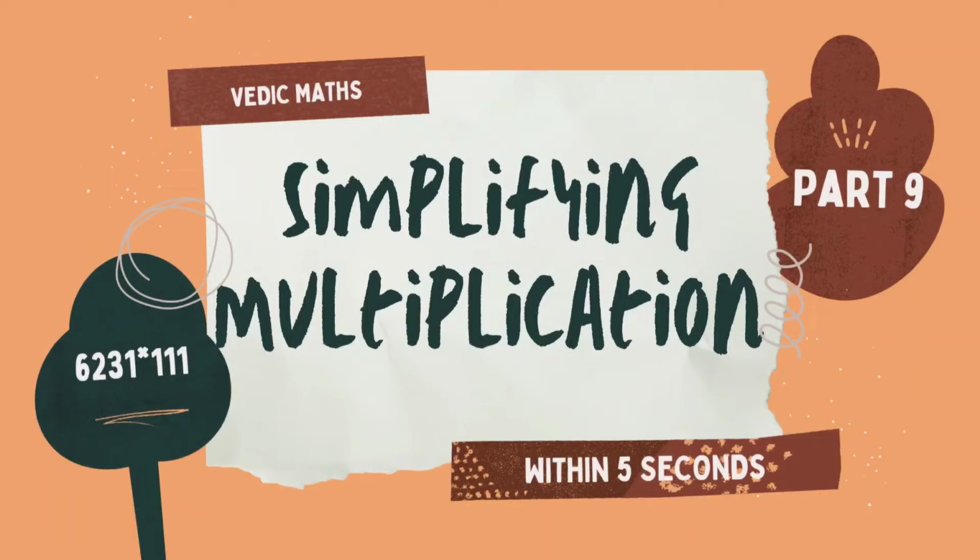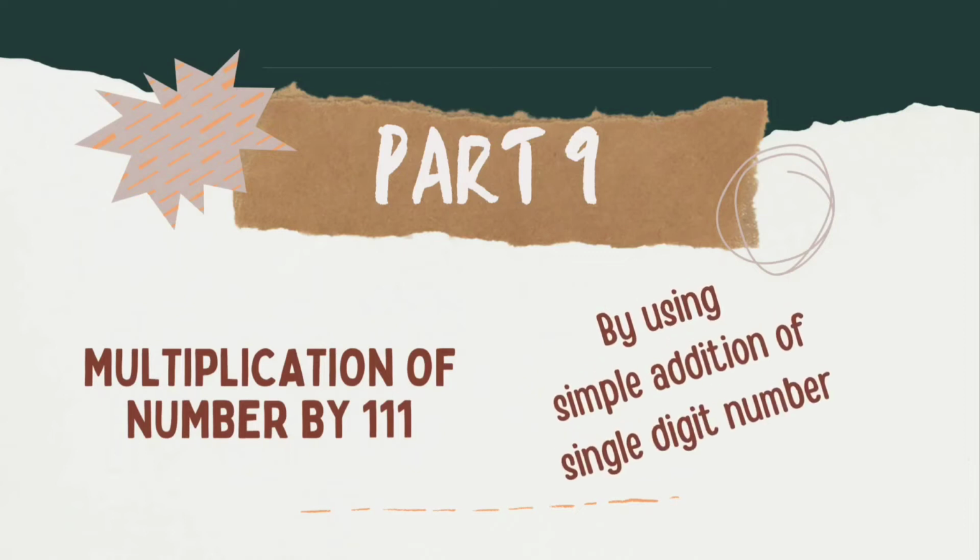In this video, I am going to tell you how you can do fast multiplication of numbers by 111. For that we are going to use simple addition, and that will be of only single digit numbers, not more than single digit numbers.